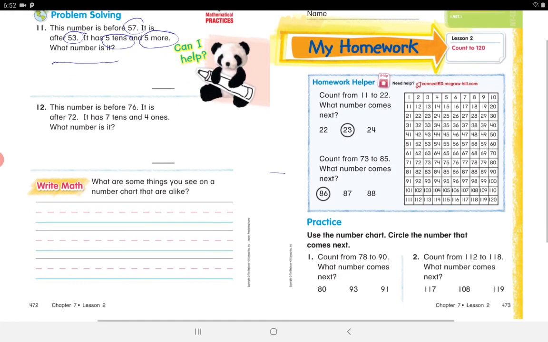And for the hot problem, remember what I said about using that talk math to help you? Well, here you're going to use that to help you answer the question, what are some things you see on a number chart that are alike? Remember what we said, there was a P word that they used, and I want you to look at those numbers to see if you see any type of numbers repeating, hint, hint.